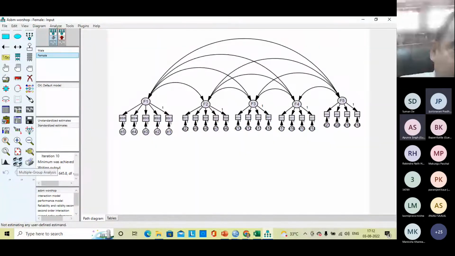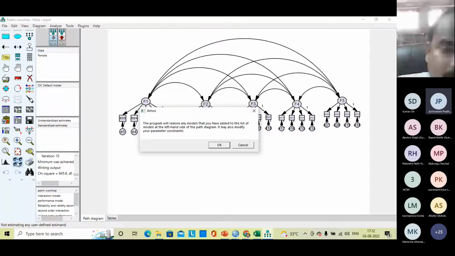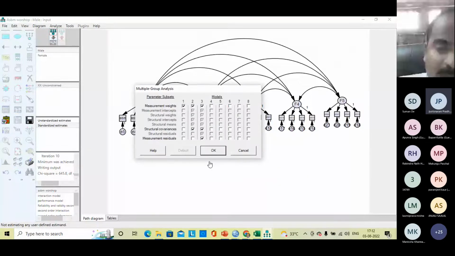Click there, and such a pop-up box will appear. Do not worry about this. Click OK, and the pop-up box will automatically appear. Is it appearing, Bapan? Yes, sir. So nothing to do. Whatever tick marks have already been selected by default are okay for our initial analysis. So simply click OK.